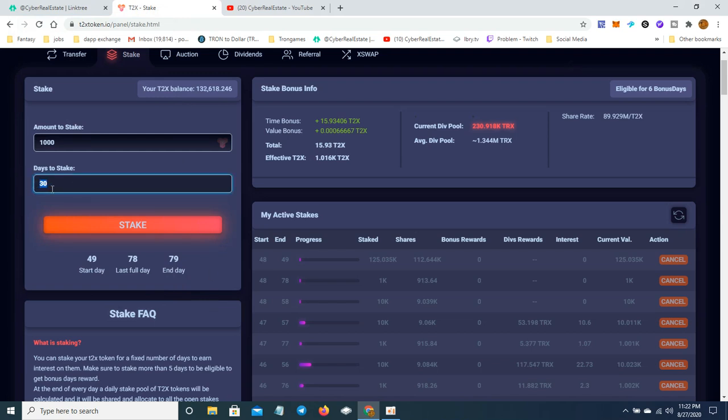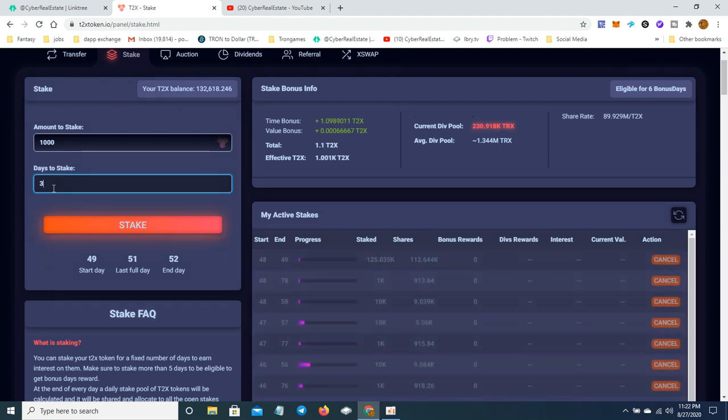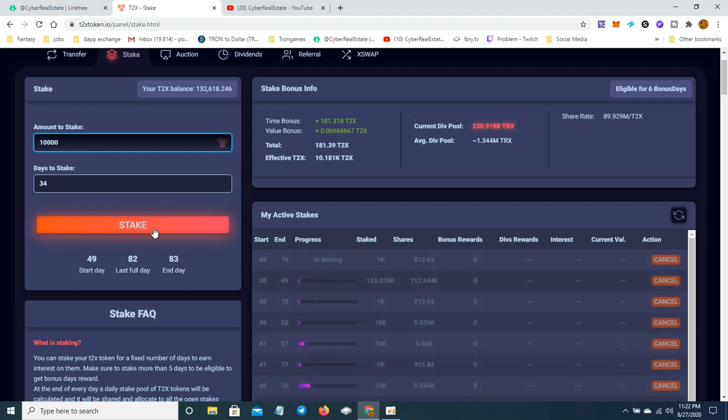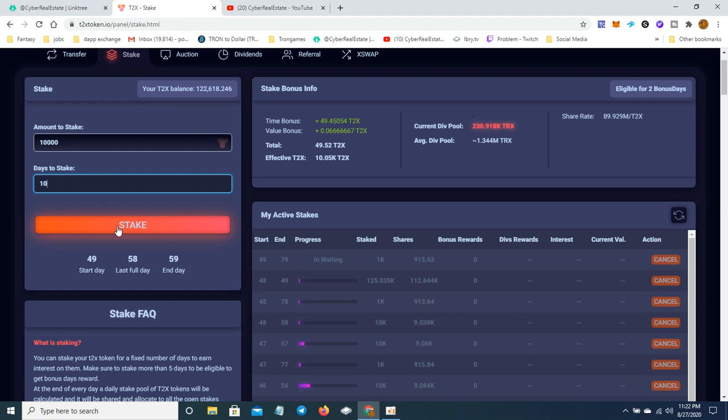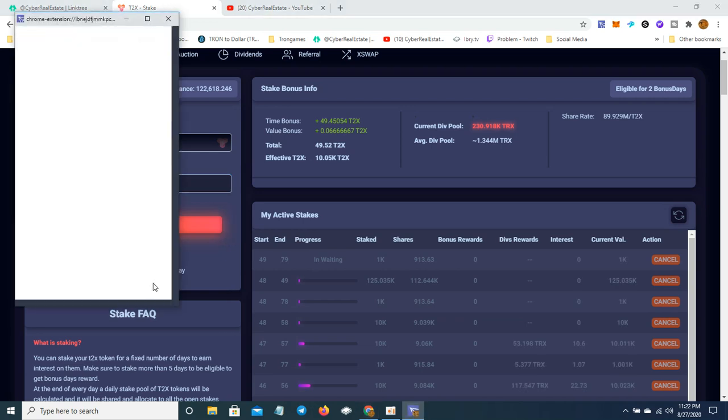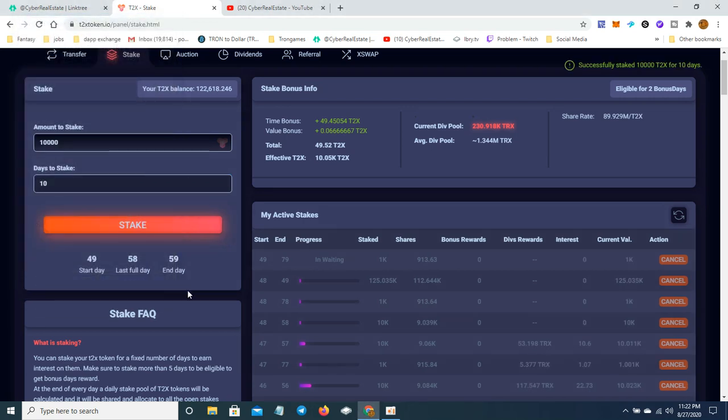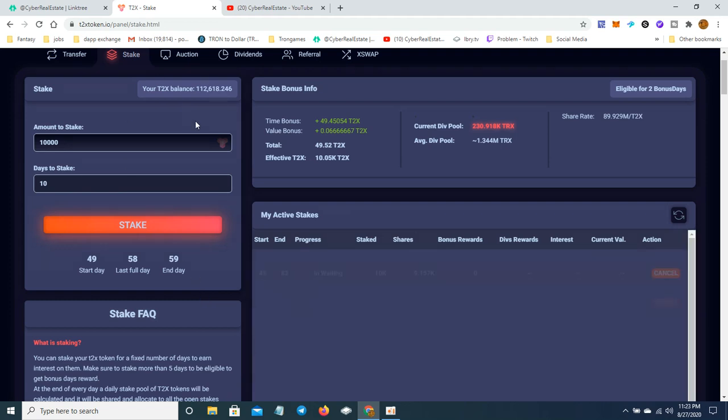That's our move, and then we're gonna do our 34-day for 10K. This is a big payday we're creating on Thursdays and Fridays. And then I do my regular 10 for 10 days. All right, that just went through.